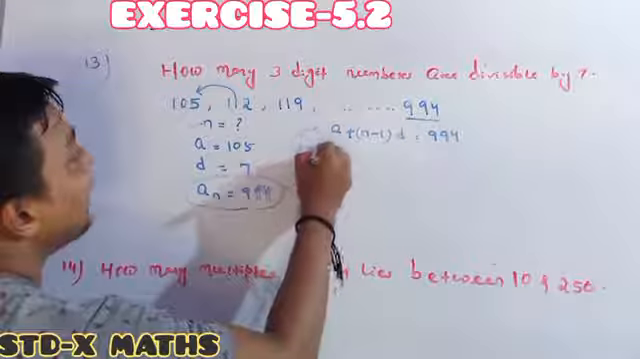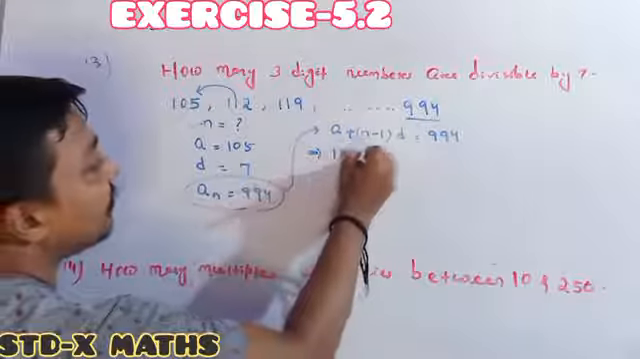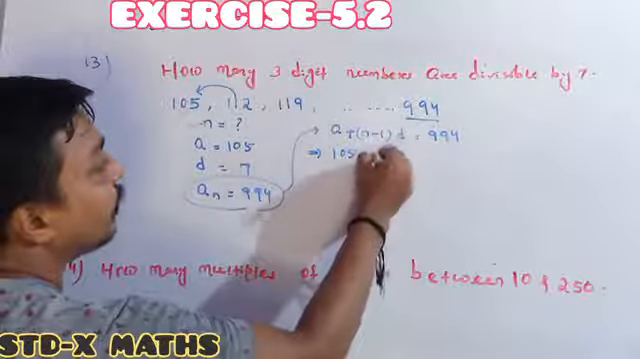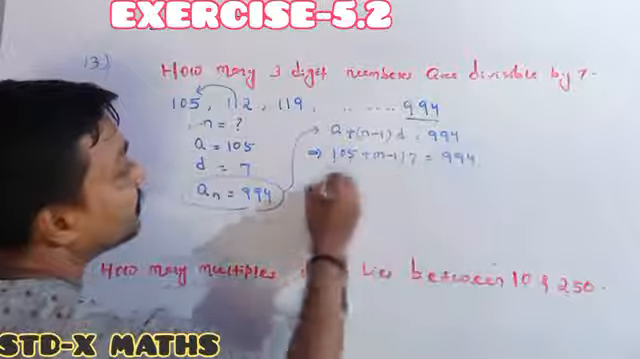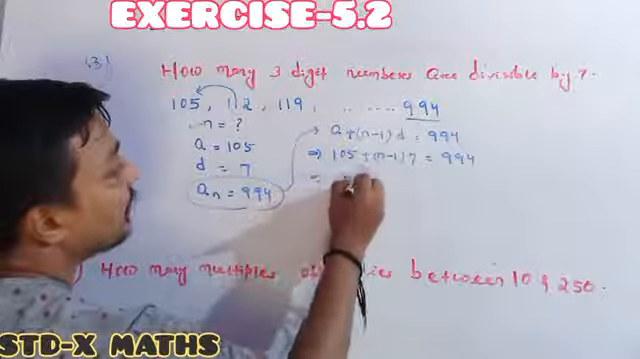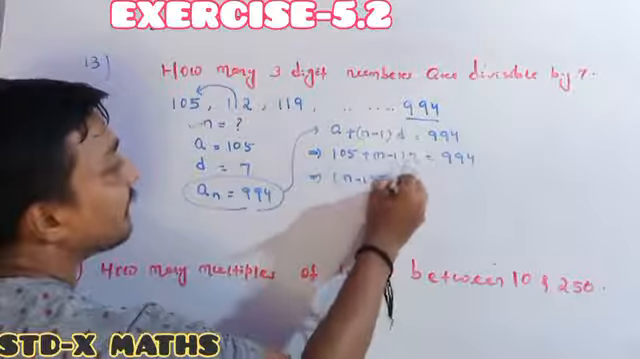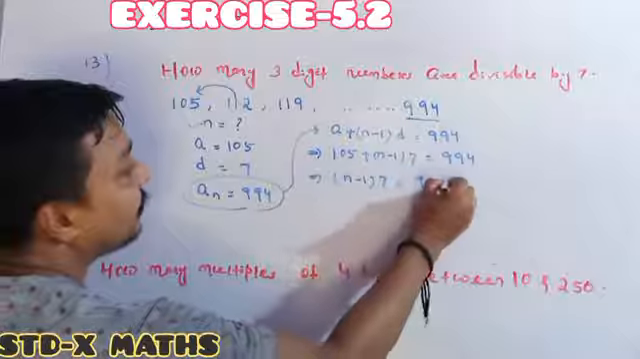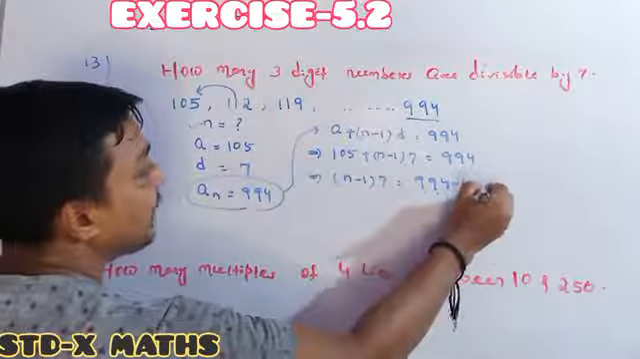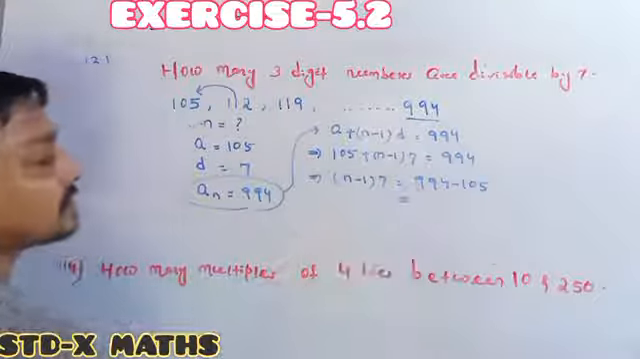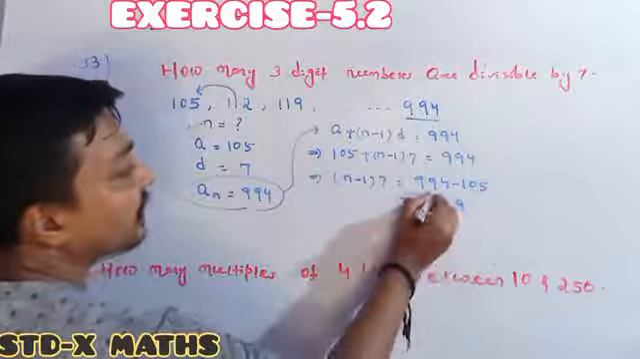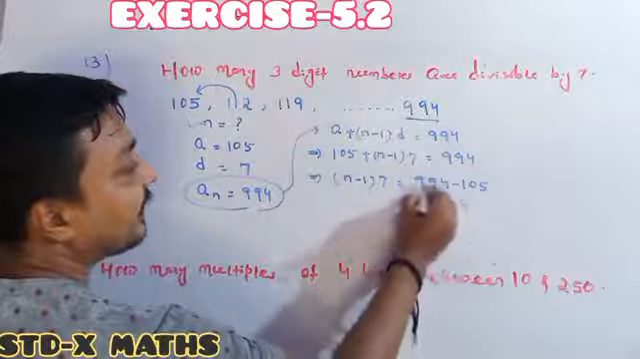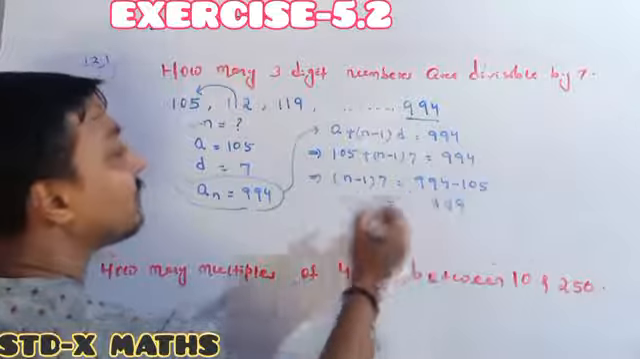Which implies a is 105, plus (n minus 1) times 7, is 994, which implies (n minus 1) times 7 is 994 minus 105, which becomes 14 minus 5 equal to 9. Here it is 8. Here it is 9 minus 1, it is 8.